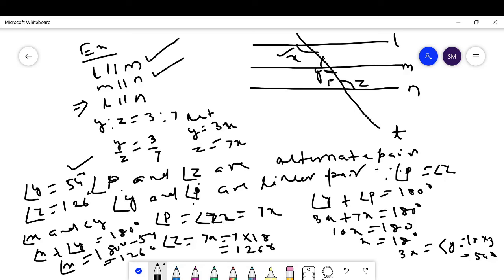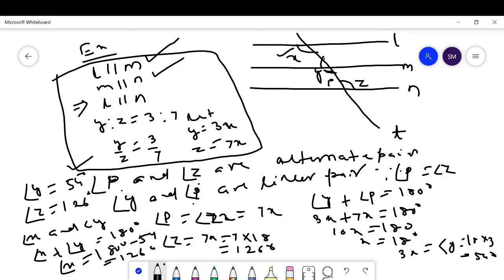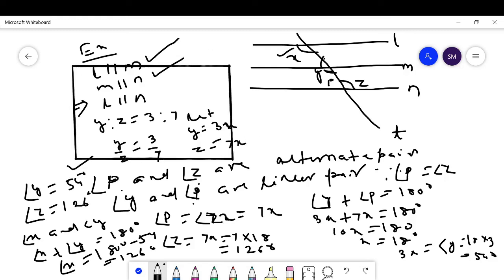By solving the problem, we come to the conclusion that these three conditions are given. L is parallel to M and M is parallel to N, which implies L is also parallel to N, and y is to z is equal to 3:7. This means y upon z is equal to 3 upon 7. Let y equal 3x and z equal 7x.